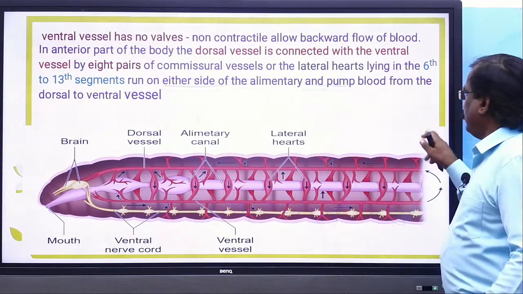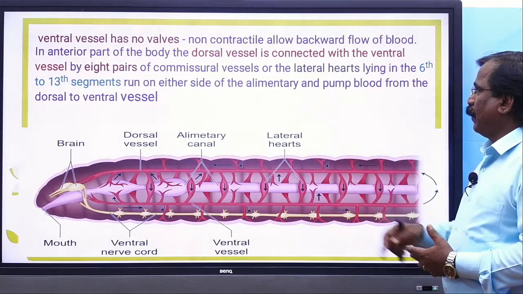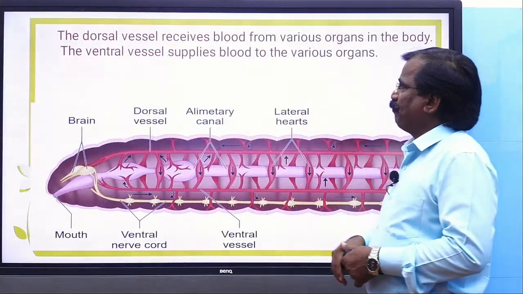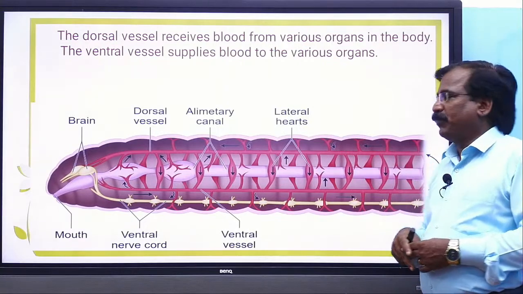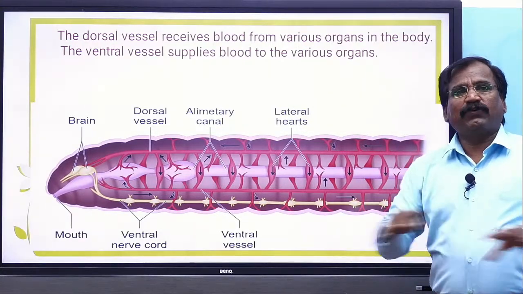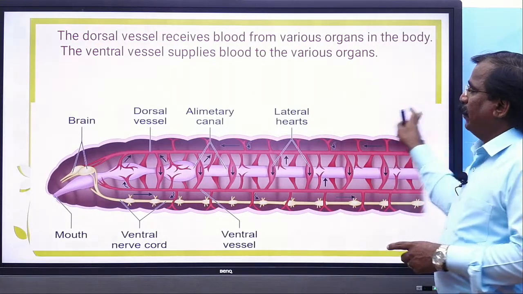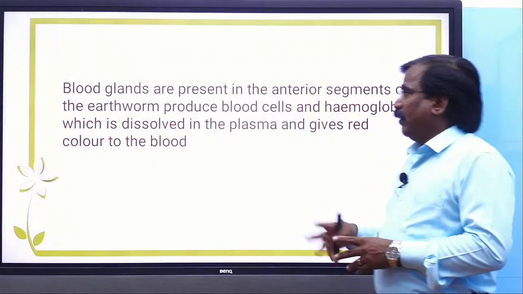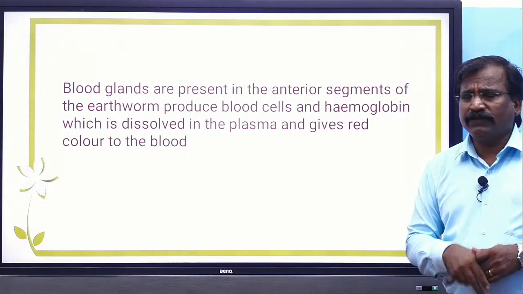Okay. So that's all. That is the function of the dorsal and ventral blood vessels. Okay, that's all about the circulatory system. And next is blood glands. Blood glands.